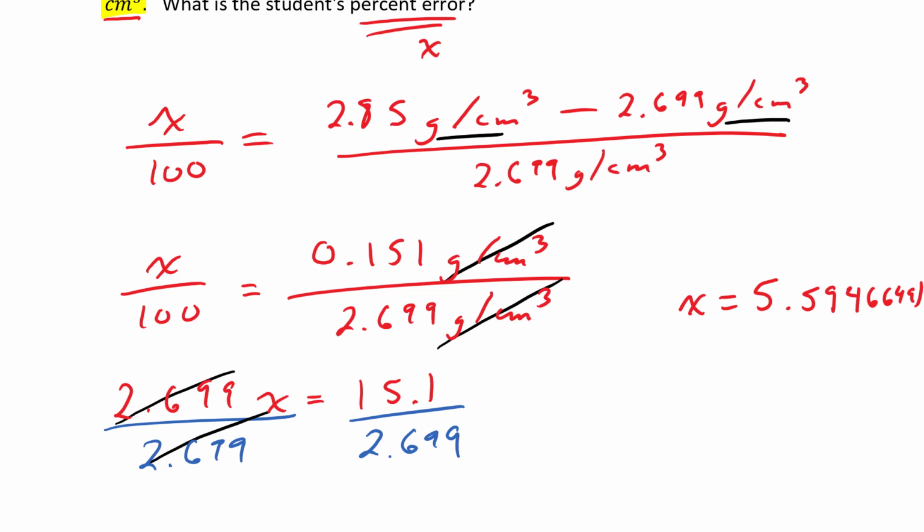Significant digits now. I'm subtracting. I have 2 decimal places. I have 3 decimal places. So I round this off. This would be rounded off to 2 decimal places. I'm then multiplying and dividing. This has 4. This would be an exact value. This would have 2 significant digits. As a result, I round this off to 2 significant digits. X is approximately equal to 5.6%.